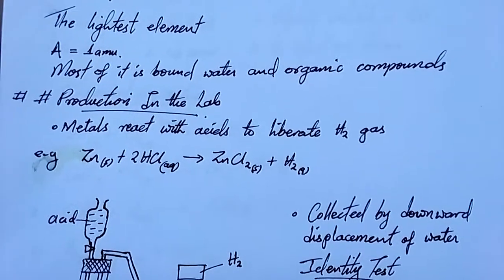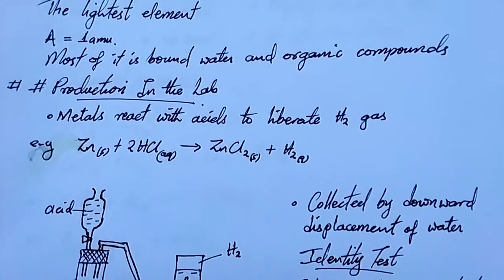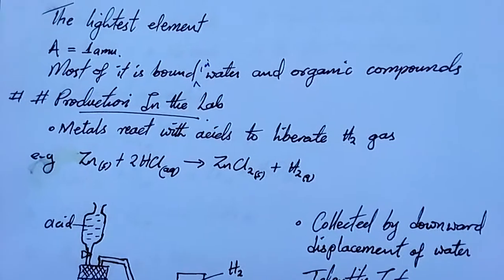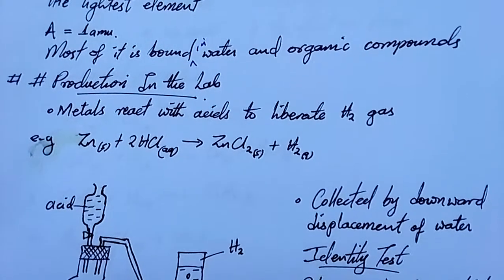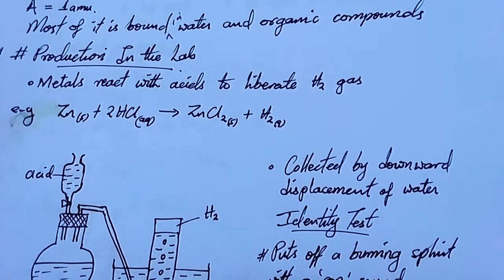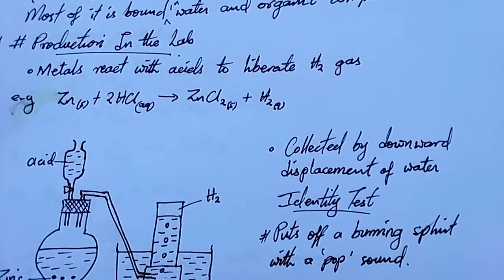Most of it is bound in water and organic compounds. Therefore, production in the lab: metals react with acids to liberate hydrogen. That's one way of producing hydrogen. An example would be reacting zinc with HCl to give you a salt, zinc chloride, and hydrogen gas.